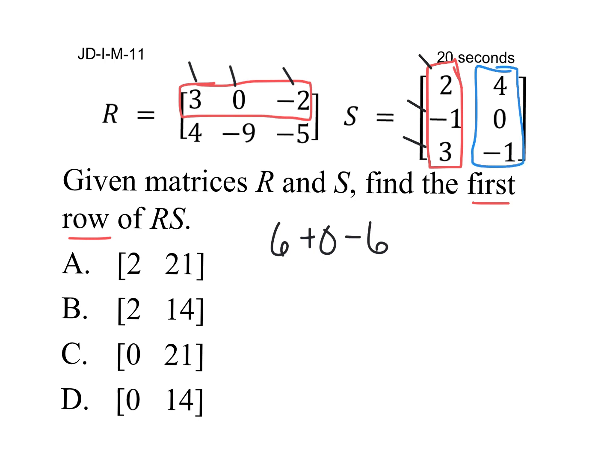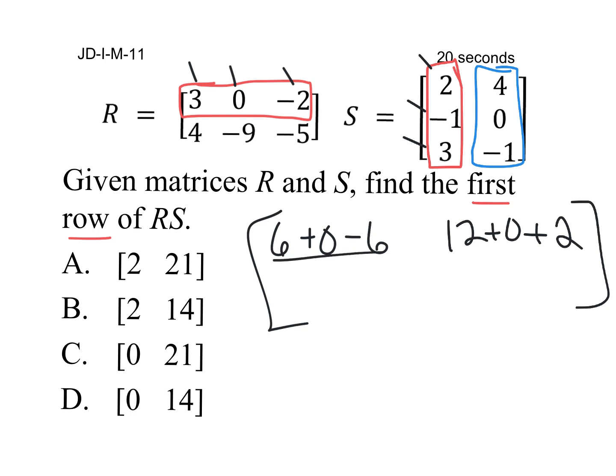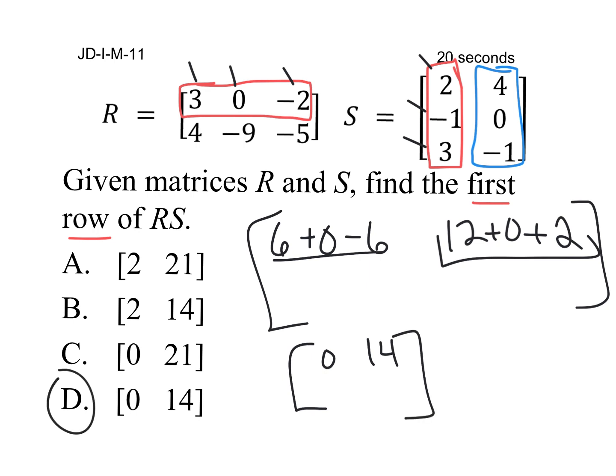And then we're going to multiply that first row by the second column. So 3 times 4 is 12. 0 times 0 is 0. And negative 2 times negative 1 is 2. So if you add these together, that would be 0. If you add these together, that would be 14. So 0, 14, which would be answer choice D.